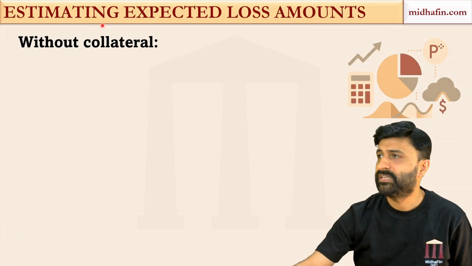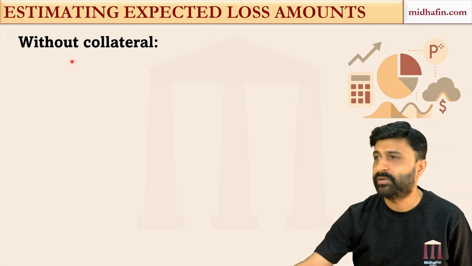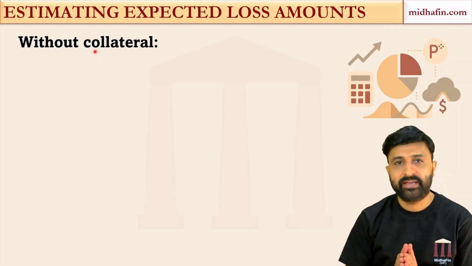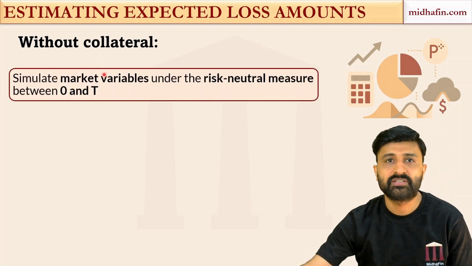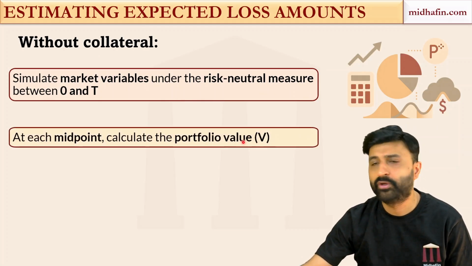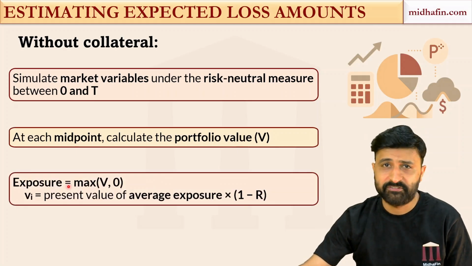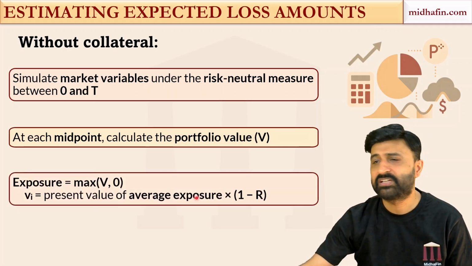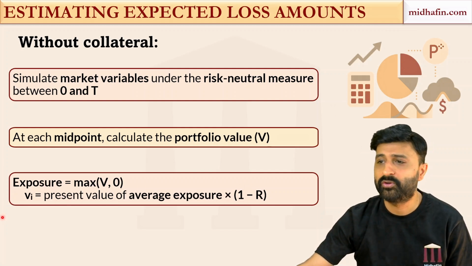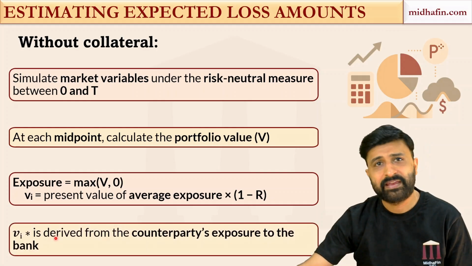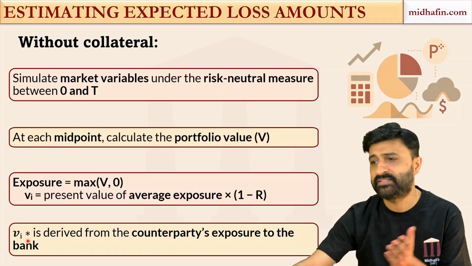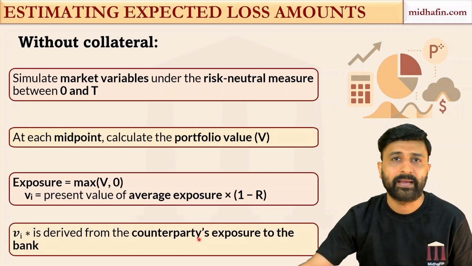Now let us discuss estimating expected loss amounts. We'll start with the first case, without collateral. To estimate the loss values Vi, we run risk neutral simulations up to the portfolio's horizon T. At each midpoint, we calculate the value of the portfolio, let's call it V. Exposure is just the positive part, max of V and 0. Then we take the average exposure and discount it, find its present value, and multiply it by 1 minus R to get Vi. We do the same from the counterparty side to get the value of Vi star. So Vi star is derived from the counterparty's exposure to the bank.